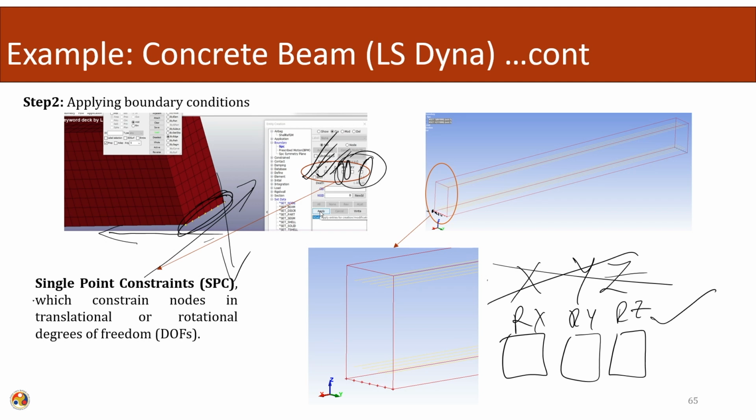Single point constraints, these are called the single point constraint. This gives the pointwise constraint, and it constrains nodes in the translation or the rotational degrees of freedom. So x, y, z are the translation degrees of freedom, and Rx, Ry, Rz denote the rotational degrees of freedom.